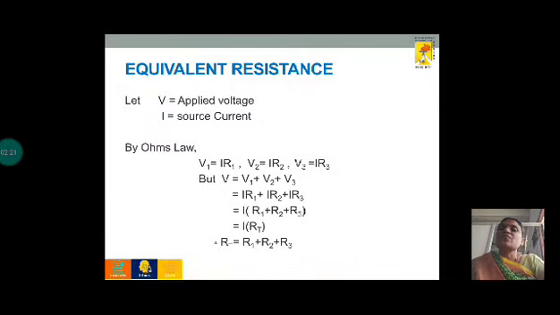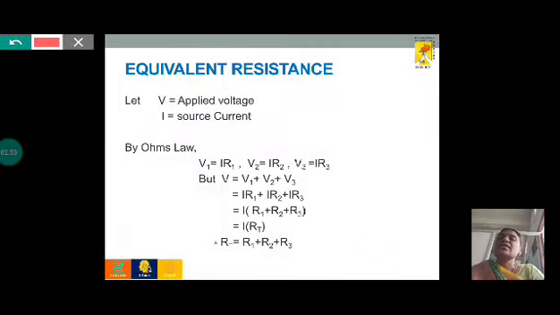In this series combination, we have to find the equivalent resistance. By using Ohm's law, we can find the equivalent resistance, that is V1 equal to I into R1, V2 equal to I into R2 and V3 equal to I into R3. We know that V equal to V1 plus V2 plus V3. So, instead of V1, V2 and V3, we substitute I into R1 plus I into R2 plus I into R3. Because I is constant, it is I into (R1 plus R2 plus R3), that's equal to I into RT, where RT equal to R1 plus R2 plus R3.